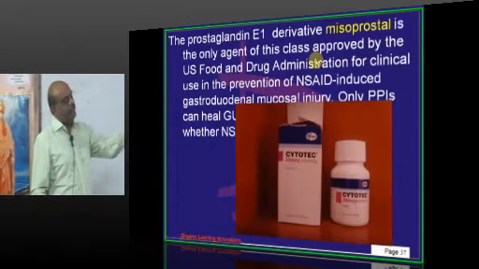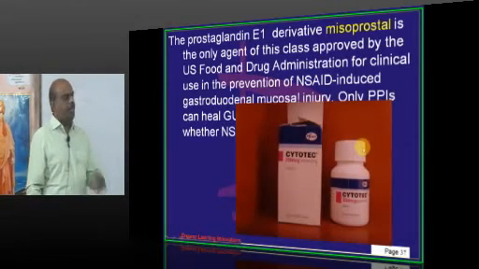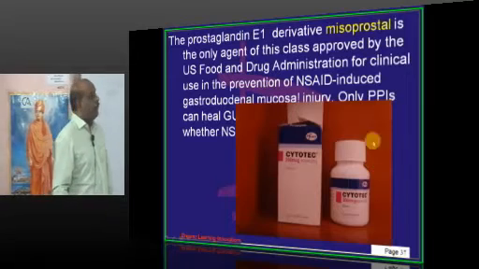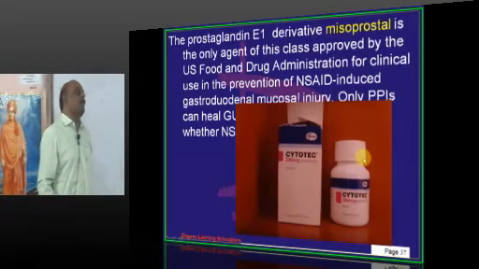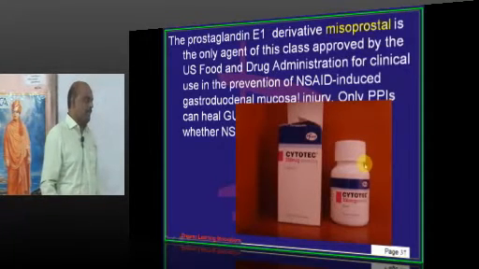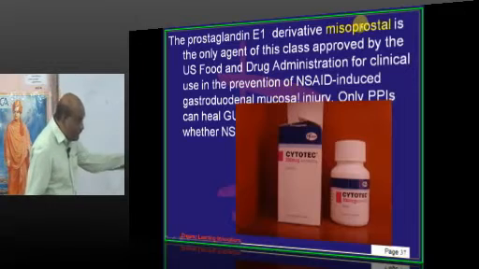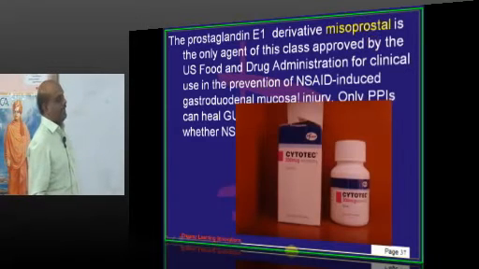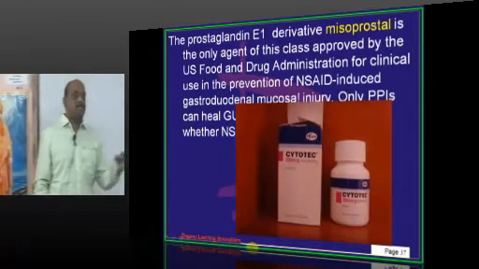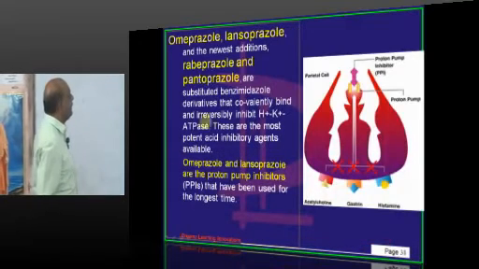Now doctor, prostaglandins are of various varieties: E1, E2, F2 alpha, etc. Which series of prostaglandin is misoprostol? It is a favorite question of the examiner. Prostaglandin E1 is misoprostol, which is used to treat NSAID induced ulcers. That is what you need to remember.